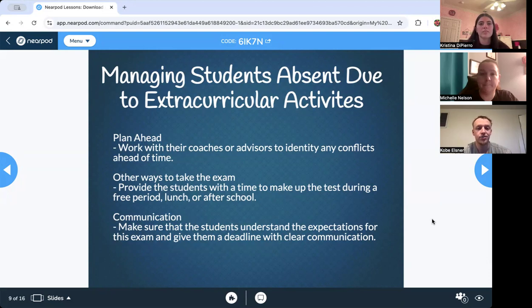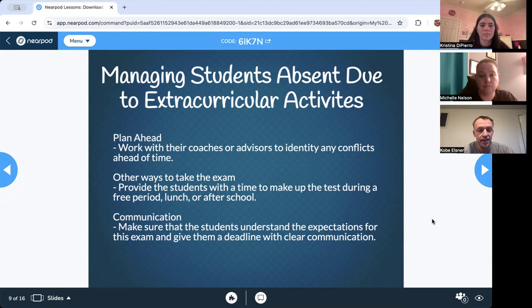So, managing students absent due to extracurricular activities. First off, it's really important to make sure that you plan ahead. And what this will look like is working either with the student themselves or their coaches or advisors to make sure that you can identify any conflicts ahead of time, and therefore you're able to resolve those before it gets to testing time.